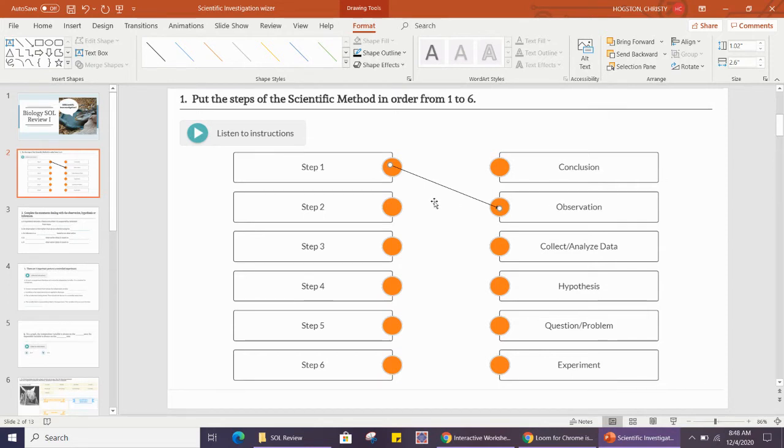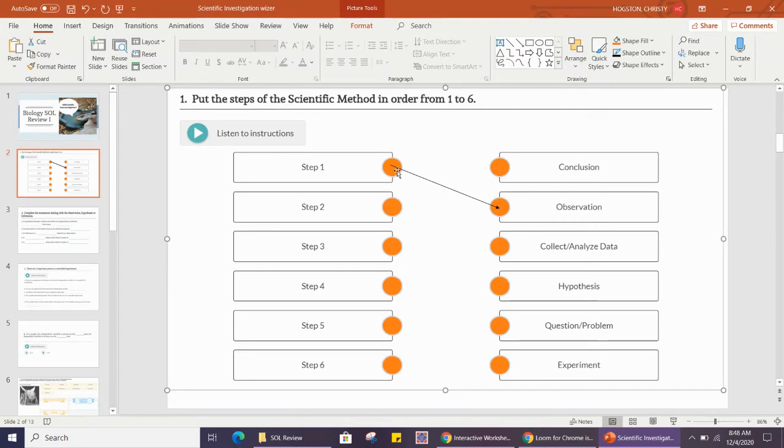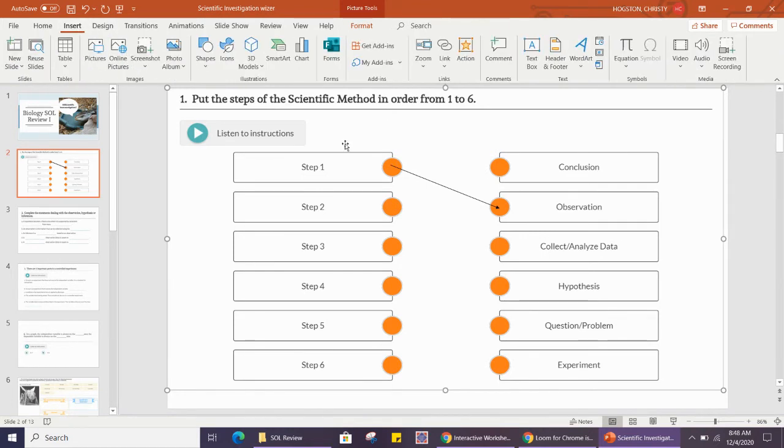After that, we will come up with a question or problem. So our question or problem is about something that we have observed. So based upon our observations, there's something that we need to know, something we want to know, something we need to figure out.